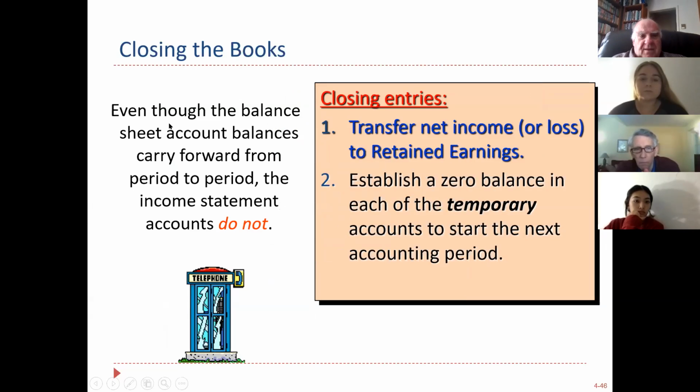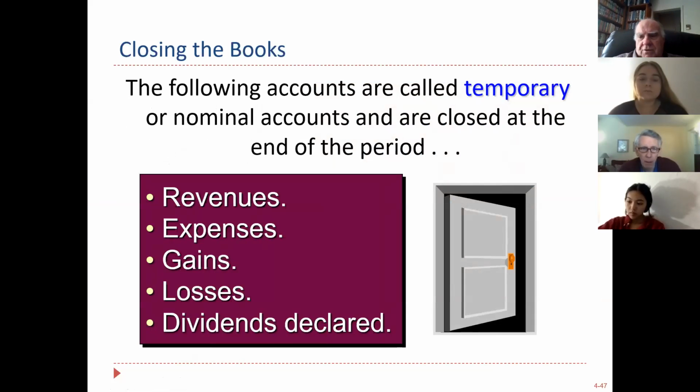Even though the balance sheet account balances carry forward from period to period, the income statement amounts don't. They disappear. They become a zero balance at the end of the month because we are moving that revenue and expenses, in other words, net profit, to retained earnings. And so at the end of the period, you are going to do closing entries. And what do we close? Revenues, expenses, gains, and losses. The income statement.